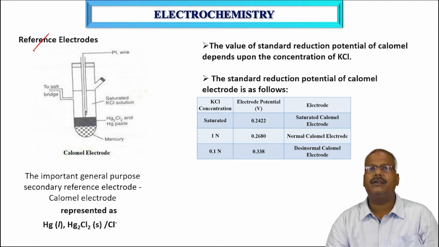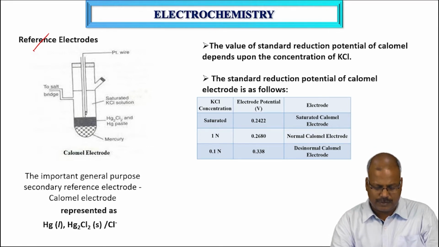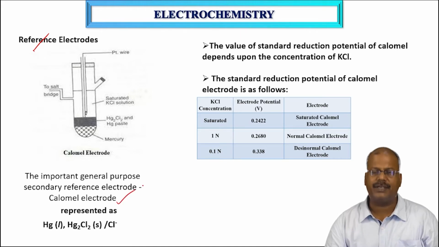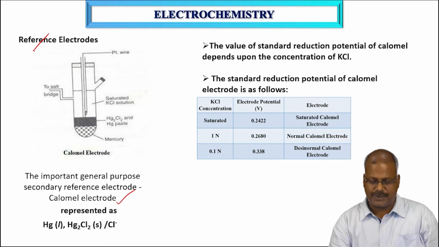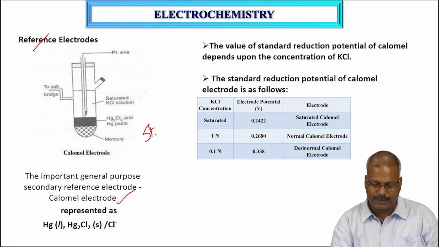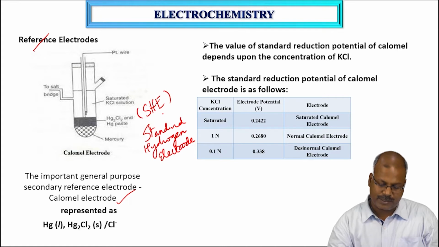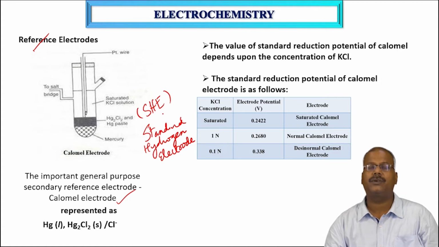The important general purpose secondary reference electrode is the calomel electrode. Why is it called secondary reference? Because the primary reference is always the standard hydrogen electrode, whose potential we have taken as zero. We have seen that as SHE, standard hydrogen electrode.